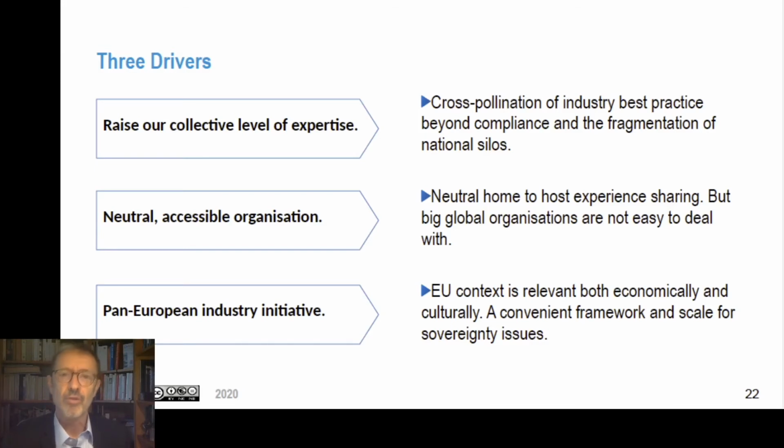So the first one was that there was a need among large end users to raise their collective level of expertise in reusing and using open source software, and that many of these were isolated in different countries, and that having a way to share this expertise would be a very useful thing to do. The second need identified was for an accessible organization.